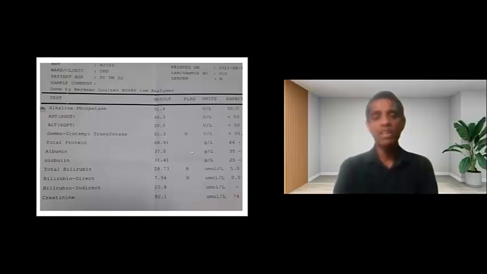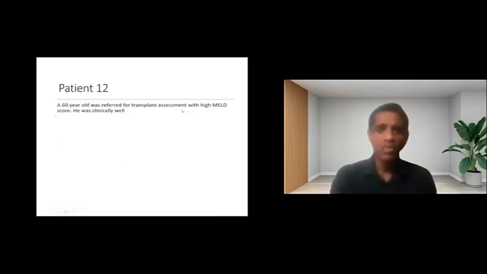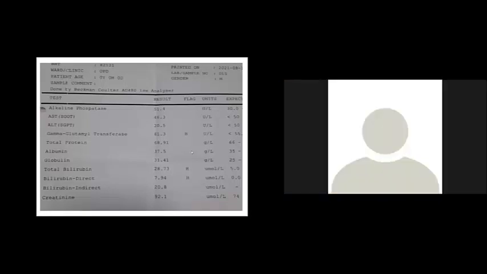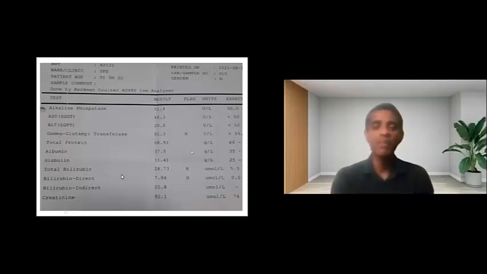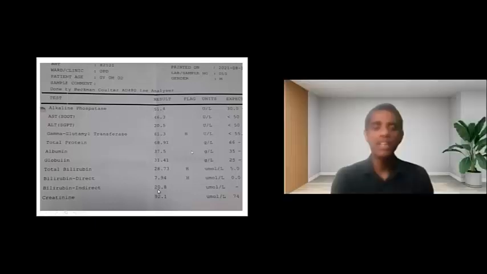So what is the abnormality here? There is an indirect hyperbilirubinemia. So what do you think the reason is? The patient is referred to our clinic with a high MELD. I'm asking where this high total bilirubin level has come from. It is the indirect, isn't it? Indirect hyperbilirubinemia. Yes. So what do you think the reason is?